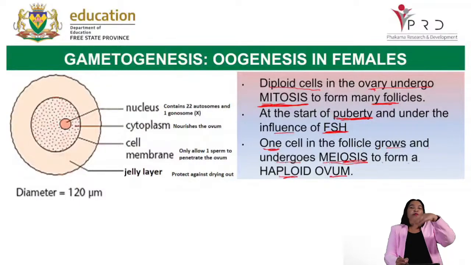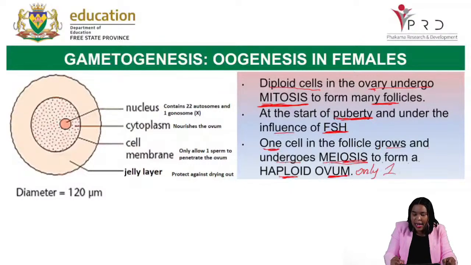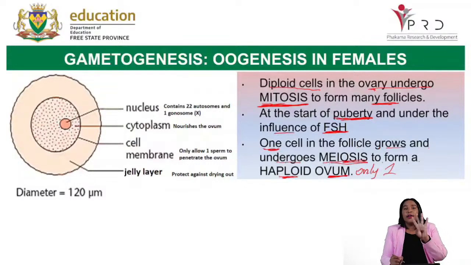One cell is going to undergo meiosis to form a haploid ovum. Now there's a story of one becoming polar bodies. Don't go into that story. Just know that one cell is going to undergo meiosis and then form what? A haploid ovum. So one ovum is formed at a time. Only one. Unlike with the sperm where we had 4 haploid sperm cells, but with the female's ovum, you have 1.